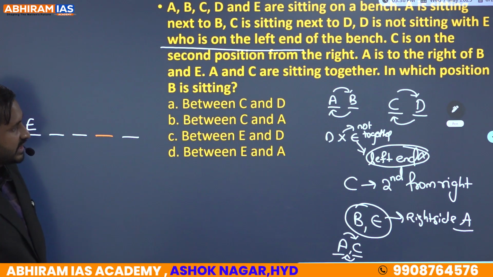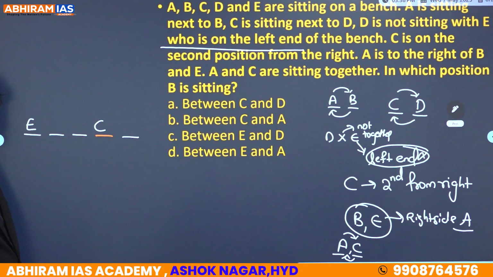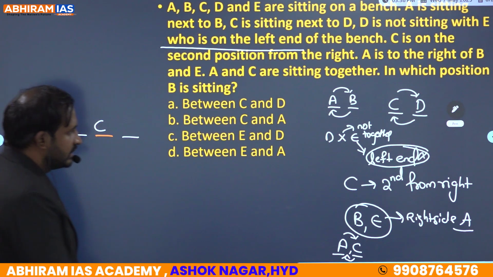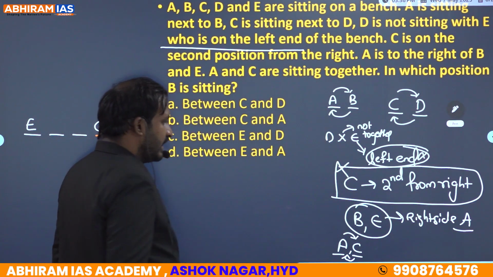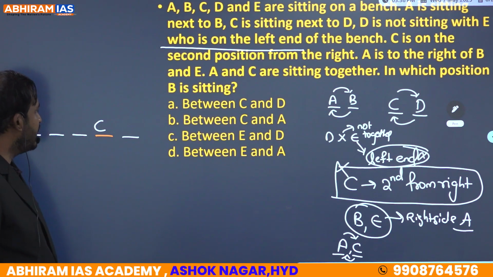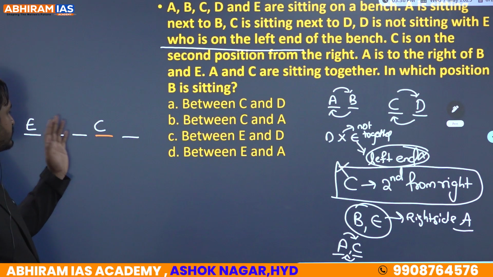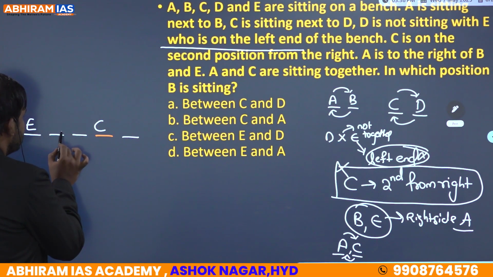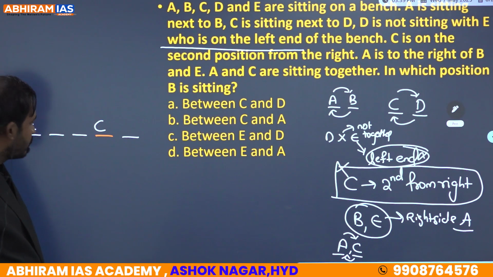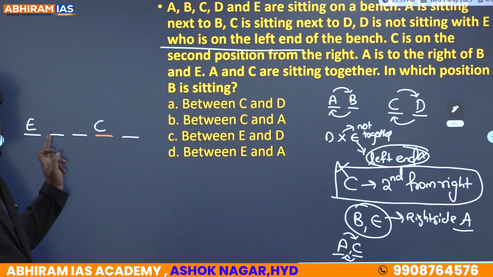Next, C is second from the right. On the right side, C is second. This position was also fixed. Now A is in such a manner that A is to the right side of B and E. That means I can place B and E in these two positions. E was already here, so A can be either here or here, because it depends on this position.